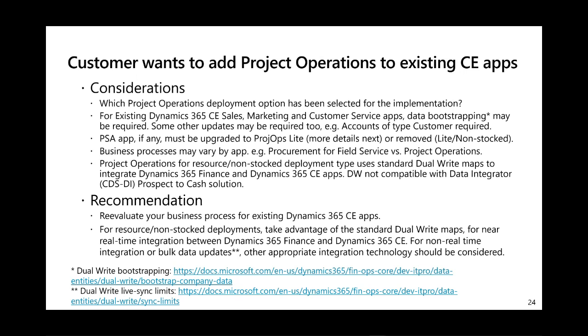Also, obviously, as we've already pointed out, project operations for the resource and non-stock deployment type uses standard dual write maps to integrate Dynamics 365 Finance and the Dynamics 365 customer engagement apps. Bear in mind that dual write, as documented, is not compatible with data integrator. In other words, the CDS data integrator prospect to cash solution. So while technically you could still be using some CDS DI with some custom maps, you couldn't be using the out-of-the-box prospect to cash solution, or for example, the field service integration solution, which builds on top of the prospect to cash solution, because you need to remove that in order for it to be compatible with dual write. So bear that in mind.